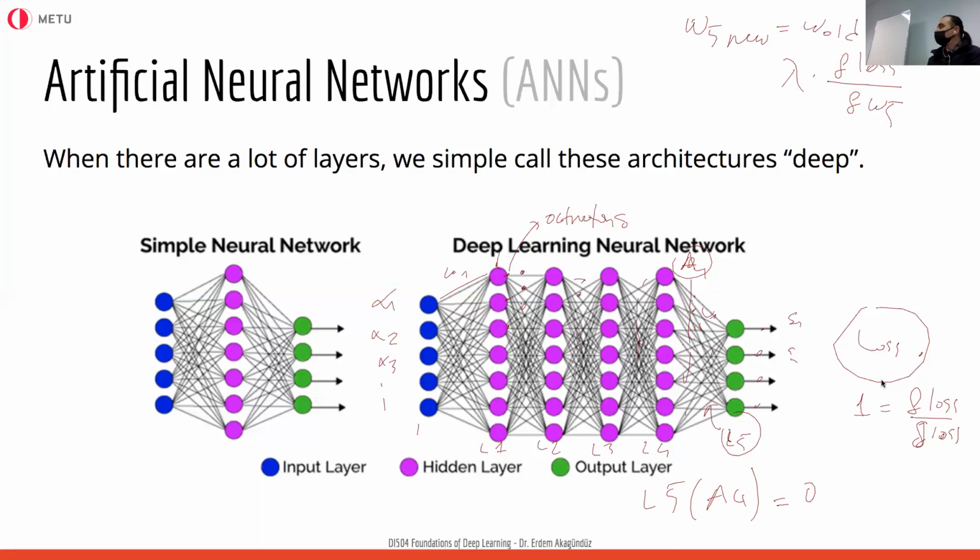The first thing I should calculate is the partial derivative of the loss with respect to the outputs. I know this. I need this. The first step of backpropagation.